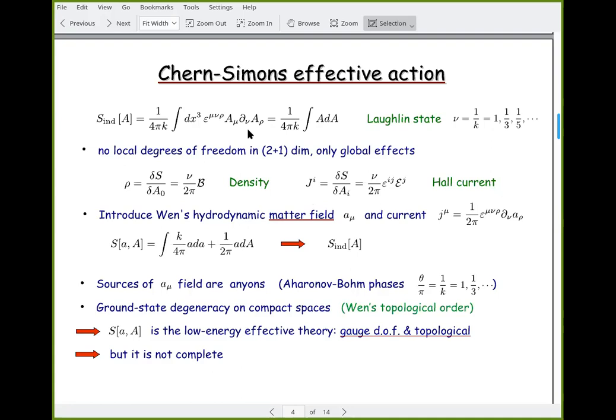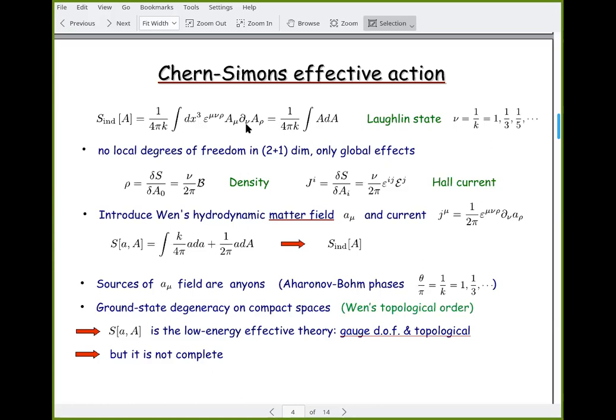So we understand that this term is what you need at very low energy to describe the Hall current. This tells you that the Hall current is a global effect. It has nothing to do with fluctuations, because this theory has no local propagating degrees of freedom, because you see that there is just one derivative. And the equation of motion of this action is just F equal to zero. So there is no photon associated to this action. That's an indication that we are on the right track.